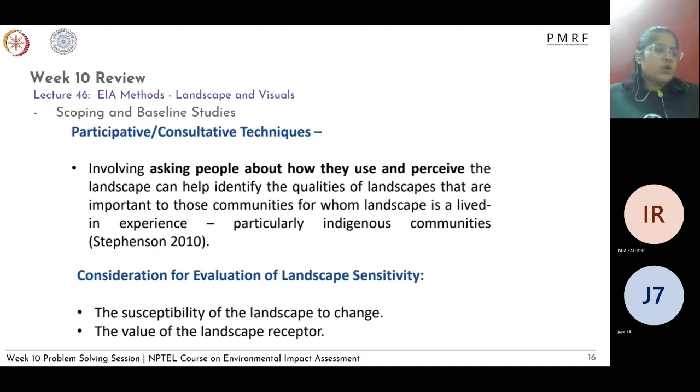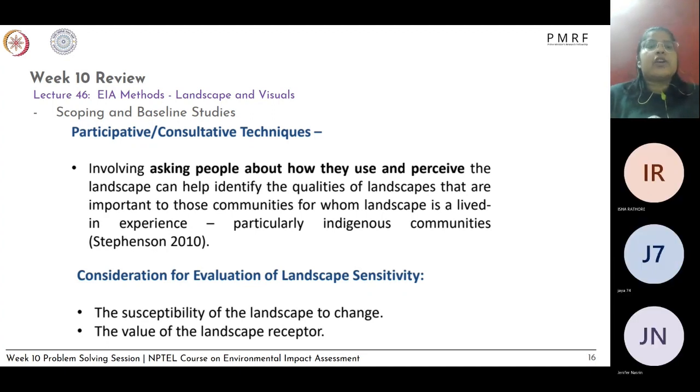And then in scoping and baseline, we also do participative or consultative techniques. So these involve asking people about how they use and perceive the landscape, and this can help identify the qualities of landscape that are important to those communities for whom landscape is a lived-in experience, particularly indigenous communities.